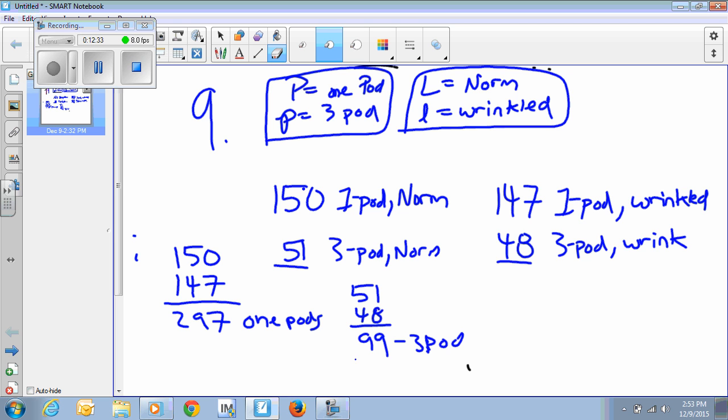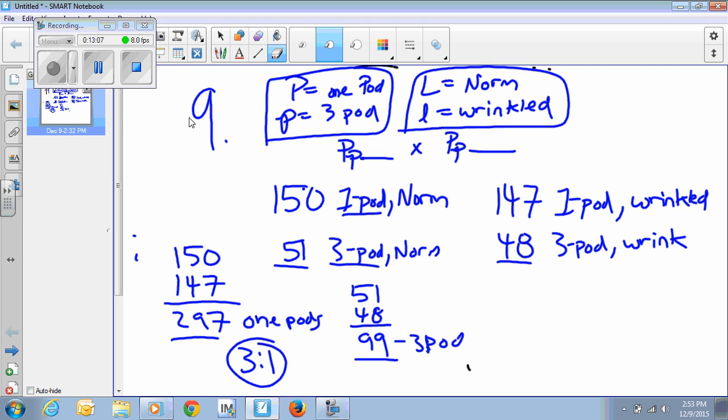Well, if you look at this, wow, let's round them up. This is a 3-to-1 ratio. Holy cow. So, at least for the P's, we know the parents had to be this: big P, little p, and we're going to leave this one blank. And the other parent also had to be big P, little p. Because if you have heterozygotes and you cross them, you're going to get a 3-to-1 pattern. And the 1 pod is dominant over the 3 pod. Okay, so now let's take a look at the wrinkles.